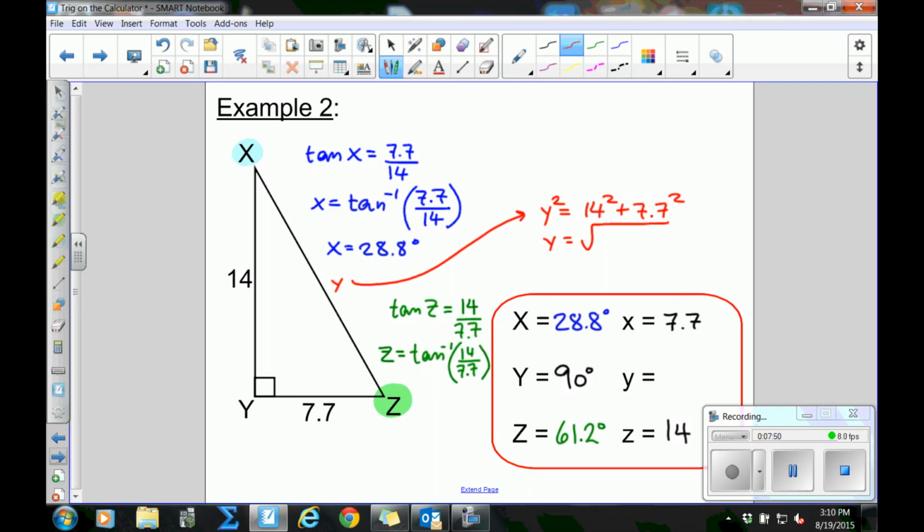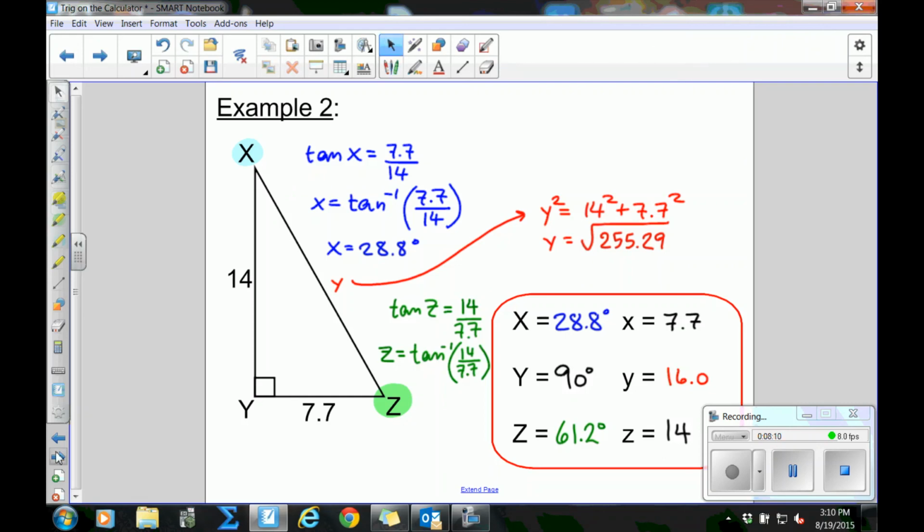On the calculator, we're going to want to find the square root of 255.29. And your calculator will tell you 16.0, which is rounding to the next step.